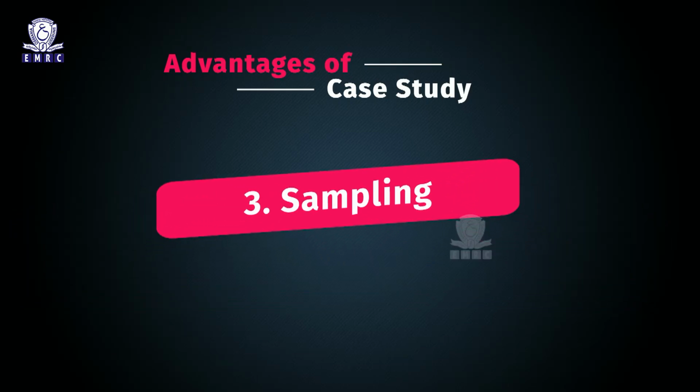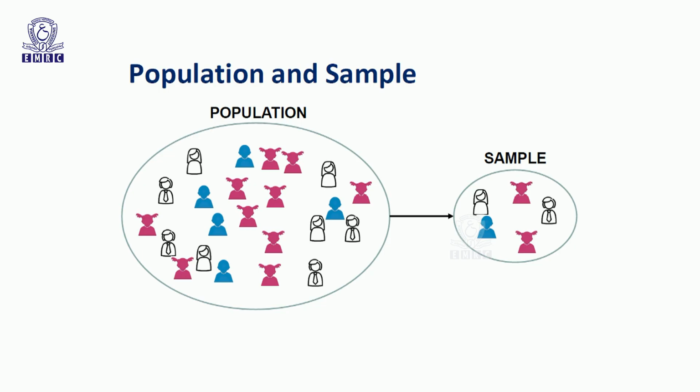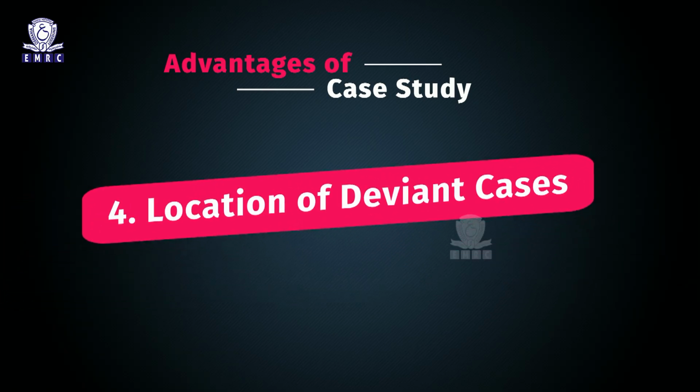Third advantage is sampling. Case study is of help in the stratification of the sample. By studying the individual units, the researcher can put them in definite classes or types and thereby facilitate the perfect stratification of the sample. Fourth advantage is location of deviant cases. The case study makes it possible to locate deviant cases. There exists a general tendency to ignore them, but for scientific analysis, they are very important. The analysis of such cases is of valuable help in clarifying the theory itself.